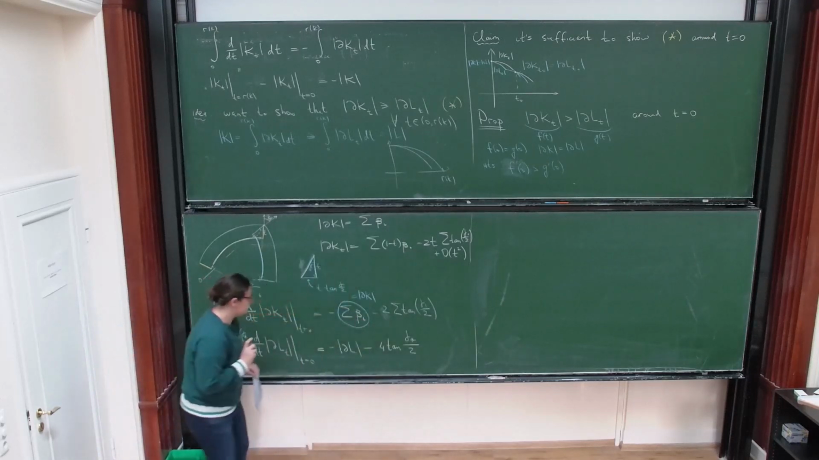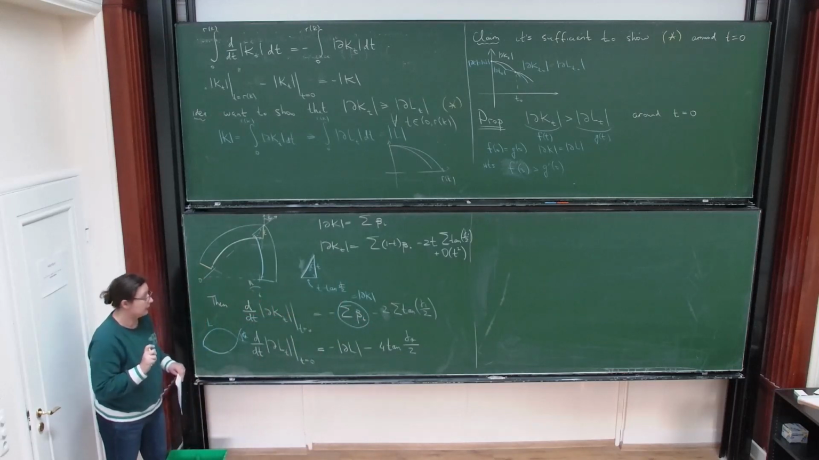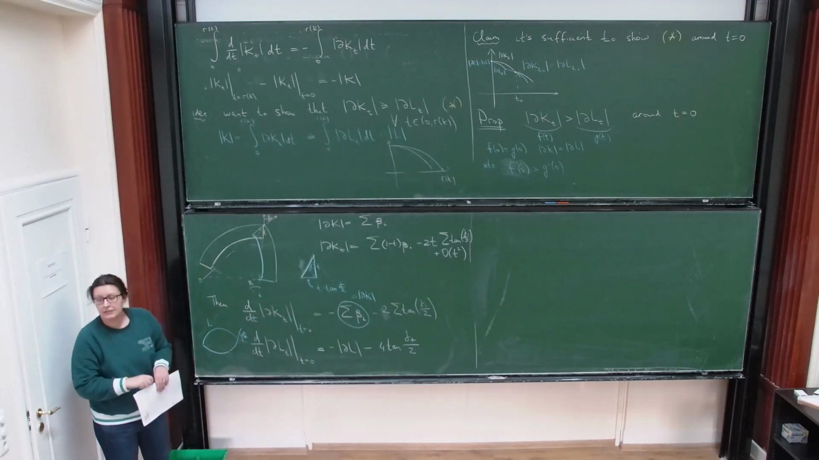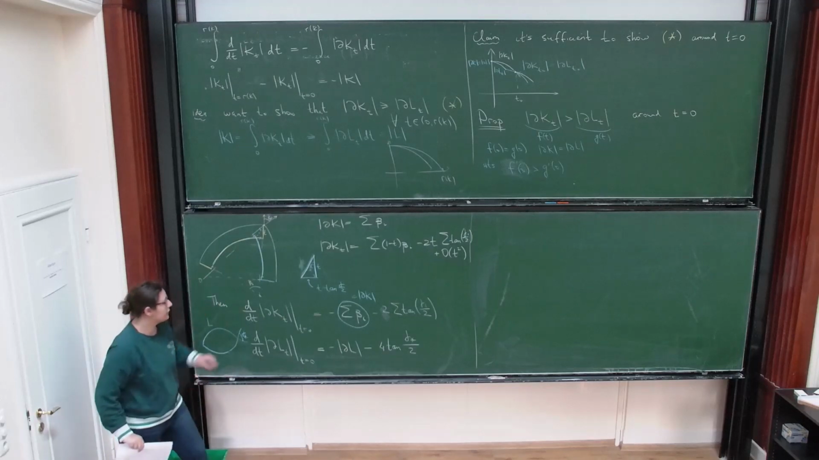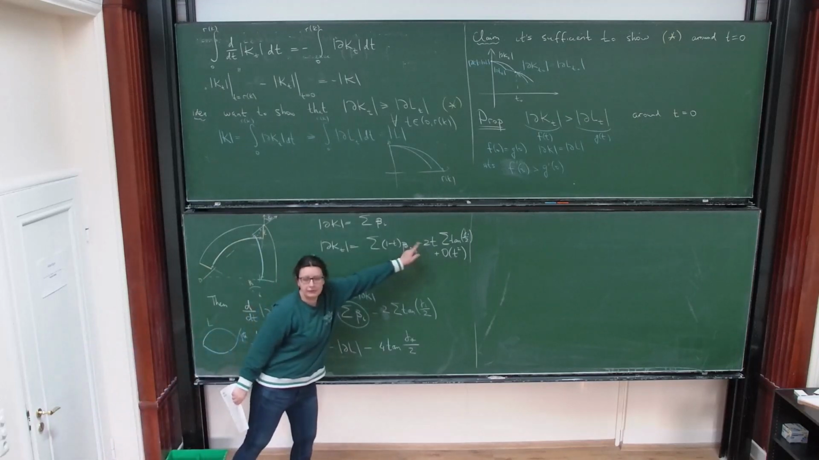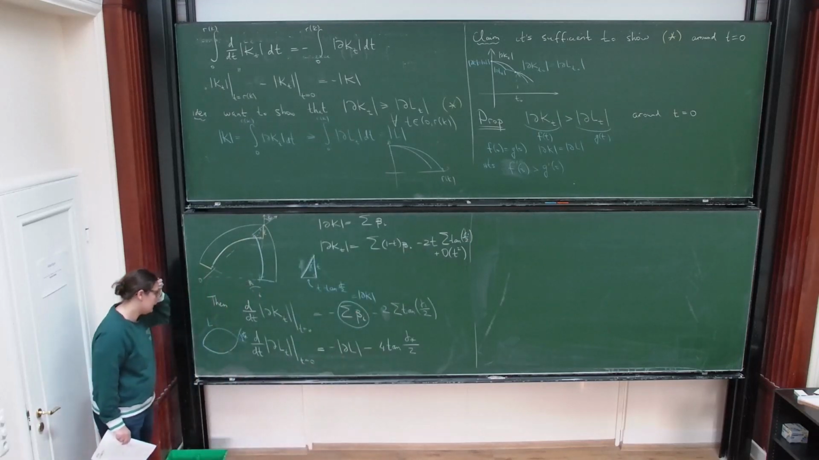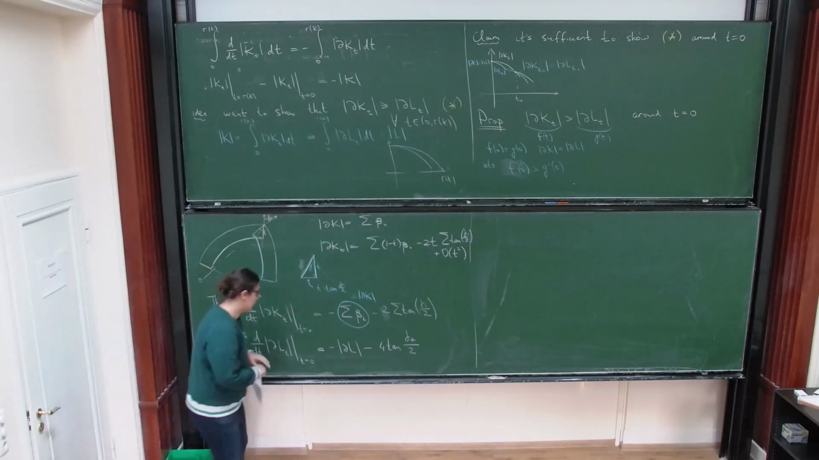Shouldn't there be a T as well? No, I took the derivative, and T disappears. If I would write this properly, that would be T. So I have this expression.